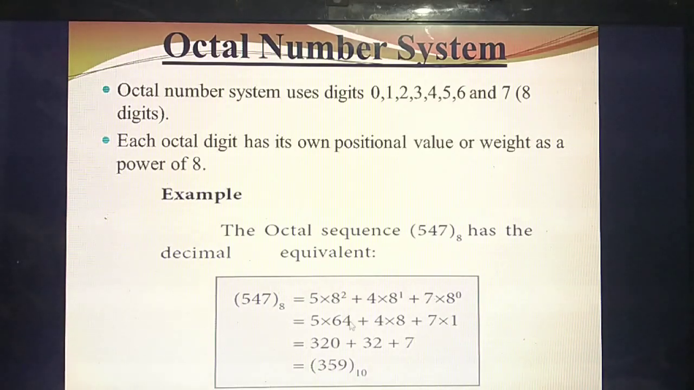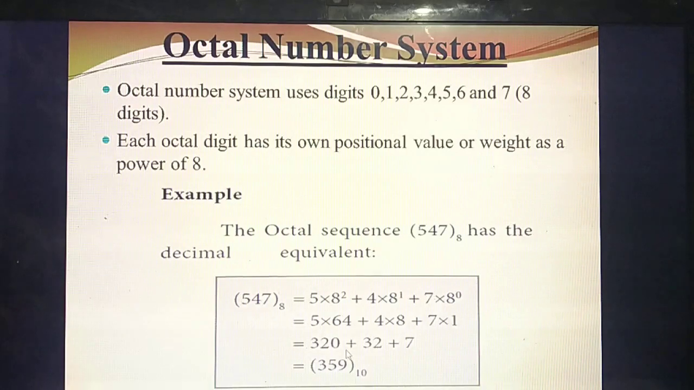Now, what's the value of 8 square? 8 into 8, 64. Plus 4 into 8 power 1, which means 8. Plus 7 into 8 power 0, which means 1. Now multiply 64 into 5, the answer is 320. Plus 4 into 8, the answer is 32. Plus 7 into 1, the answer is 7. Now add 320 plus 32 plus 7. The answer you are getting is 359.